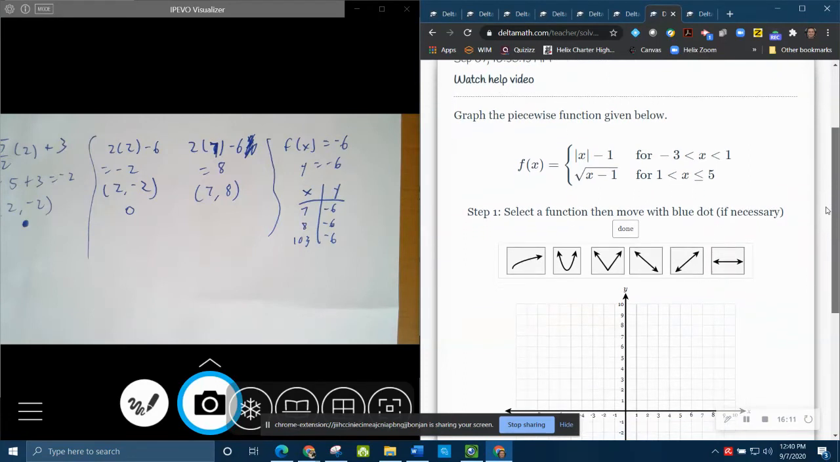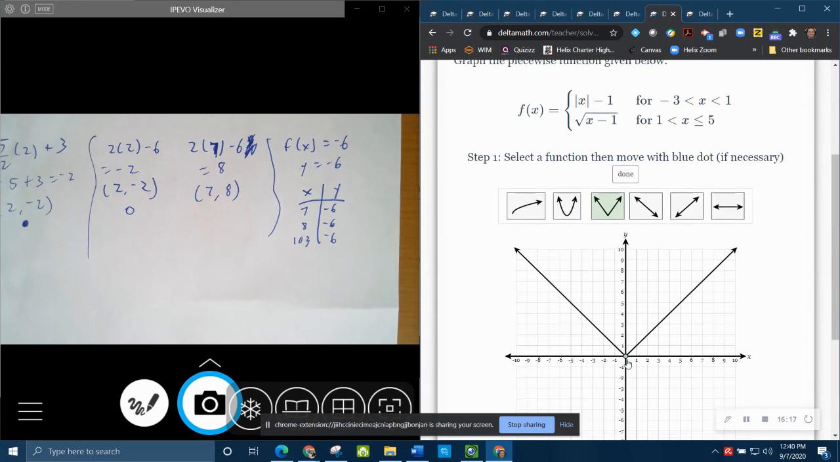All right, so let's do one more of these. The absolute value here is a V shape, and the -1 is going to shift it down 1.